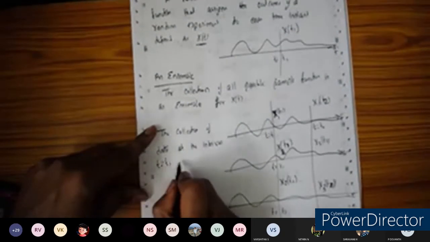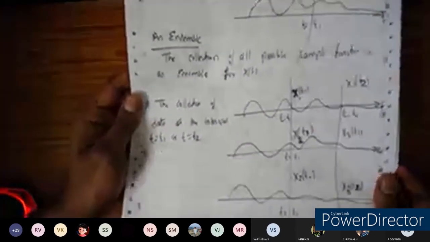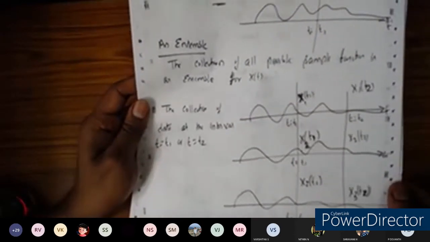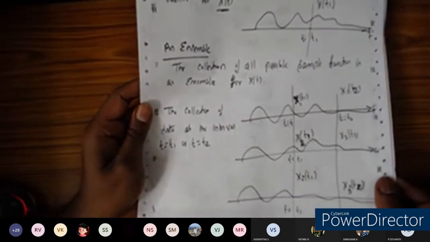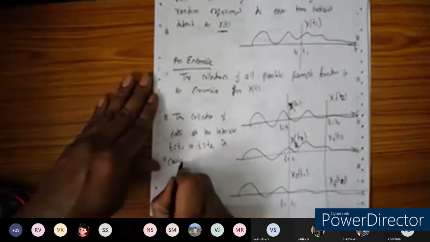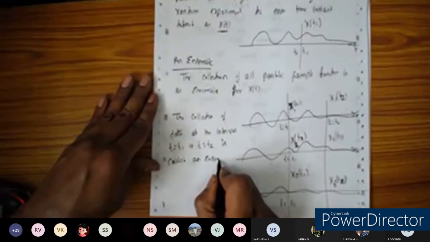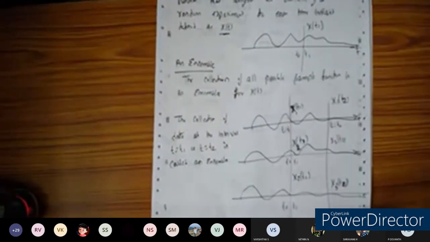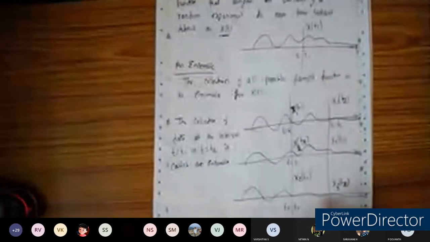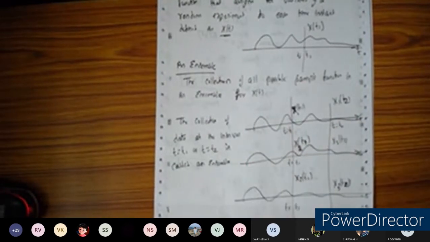So say t is equal to t1 or t is equal to t2. The collection of the data at interval t is equal to t1 or t is equal to t2 is called an ensemble. So an ensemble is an accumulation of the data, a collection of the data. No other difference. At only time instance t1 or time instance t2 we are going to take, that is called an ensemble. So done, right?